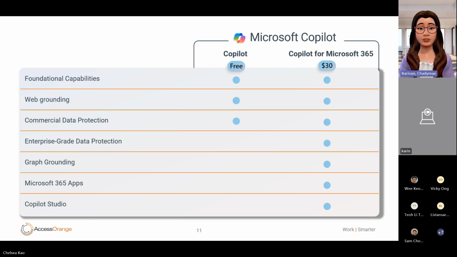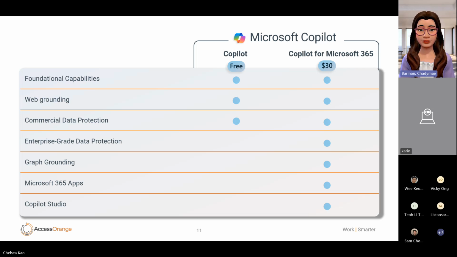The main difference between the free version of Copilot and the paid version, which is 30 USD per user per month, is the graph grounding. It means that Copilot for M365 has access to your M365 data, which makes AI a lot more focused with work documents, really assisting you with work specifically because it has access to all of your work documents and work files. And it also has access to Copilot Studio.